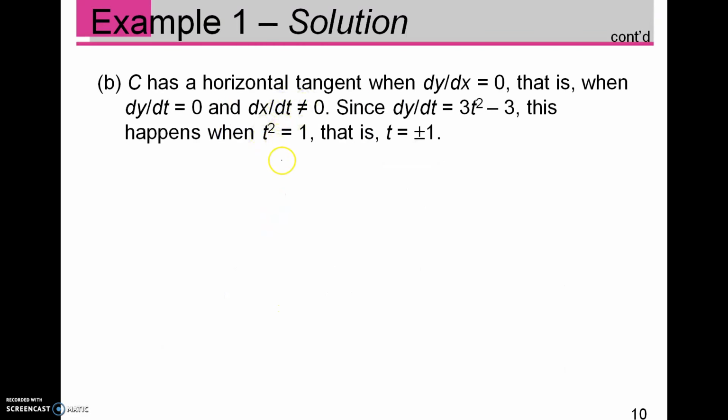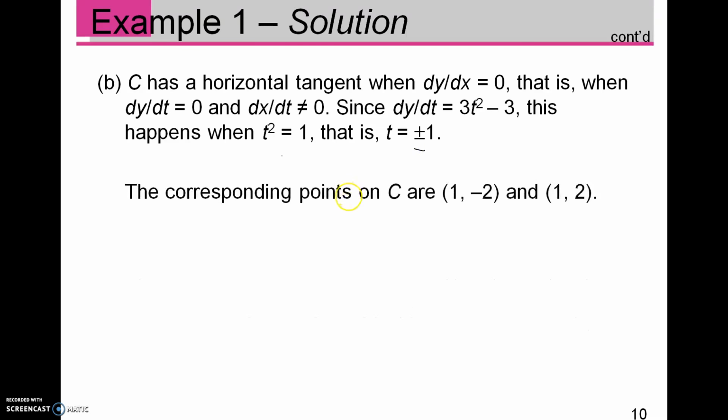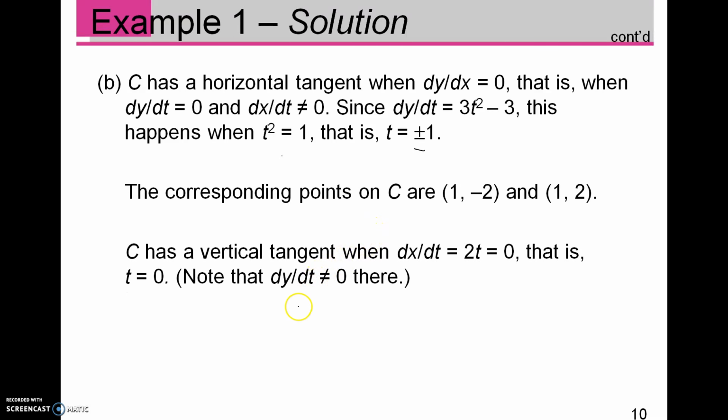All right, so for B, C has a horizontal tangent when dy/dx equals 0. That is, when dy/dt equals 0 and dx/dt is not equal to 0. So we're finding the horizontal tangent. Since dy/dt equals 3t squared minus 3, this happens when t squared equals 1. So that is t would be equal to plus or minus 1. So the corresponding points are (1, -2) and (1, 2). C has a vertical tangent when dx/dt equals 2t, which equals 0. That is, when t equals 0. All right. So the corresponding point on C is (0, 0).